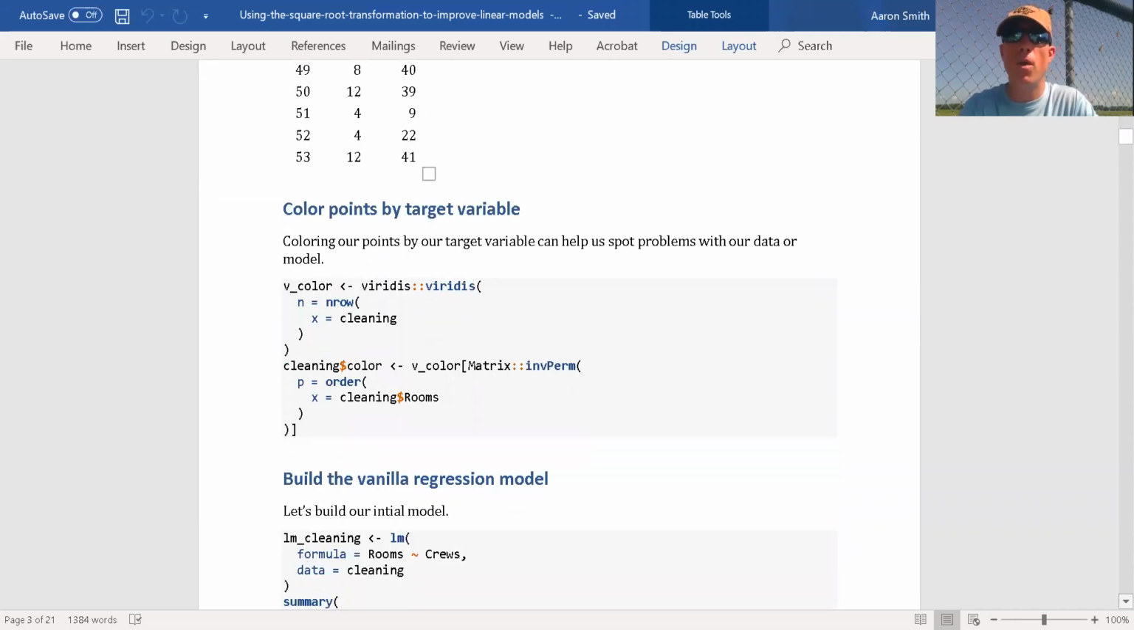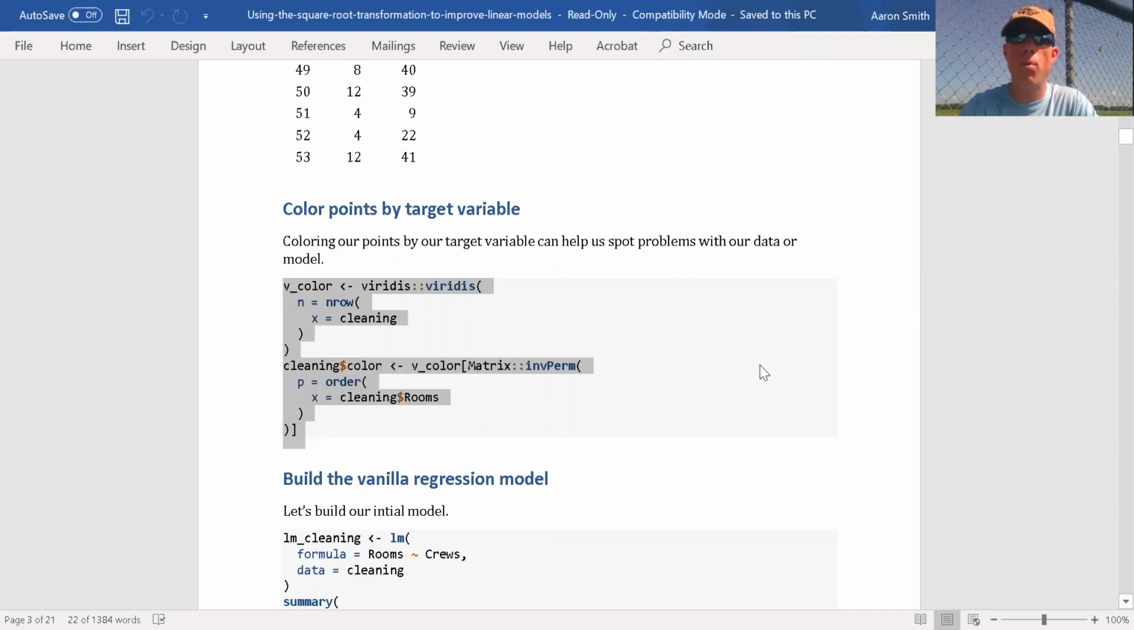Now, what I'm going to do at this point is color my data points. Whenever I plot, I'm going to color the data points by the target variable. That is a good way to show features and help me understand and spot what's going on. In this example, it's not going to help us, but it's still good practice, so I include it.